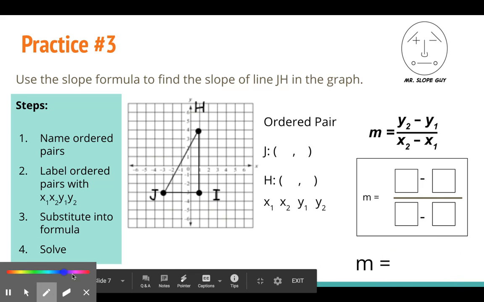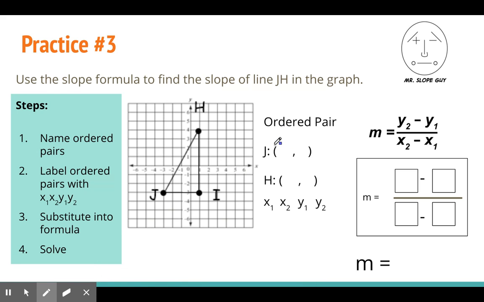All right, your next example. You're going to have ordered pairs again. So let's label our ordered pair for J. J is going to be at negative 3, negative 3. Both x and y are negative 3. So negative 3, negative 3. H is going to be at positive 1, comma 4. So 1, comma 4. So you label your x and y values from here. So I have x1, y1, x2, y2.